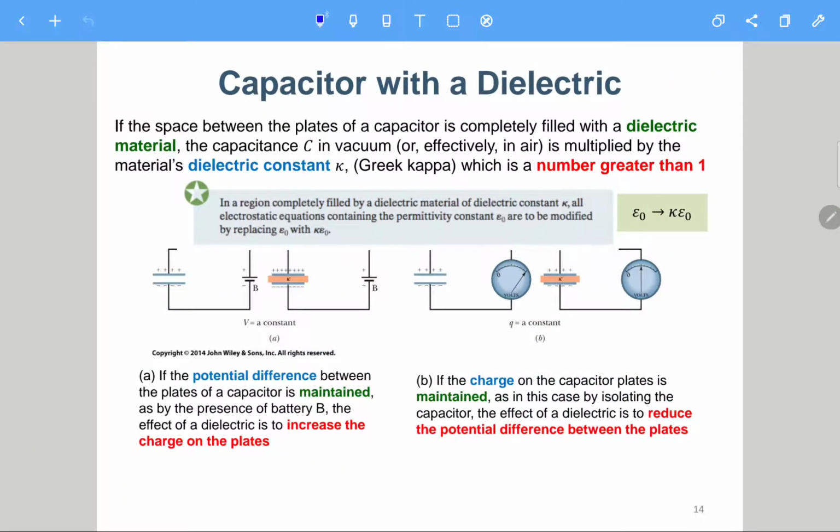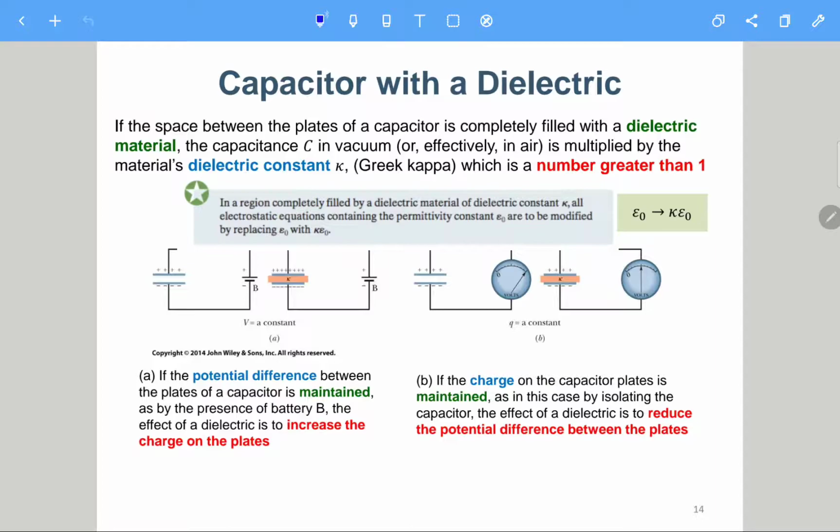Okay, so far any questions? So next we talk about the dielectric, capacitor with dielectric. So previously we know that if we want to have a larger capacitor, we can either make the surface area, make capital A, larger, or we can make the two plates closer together, then the capacitor will also be larger.